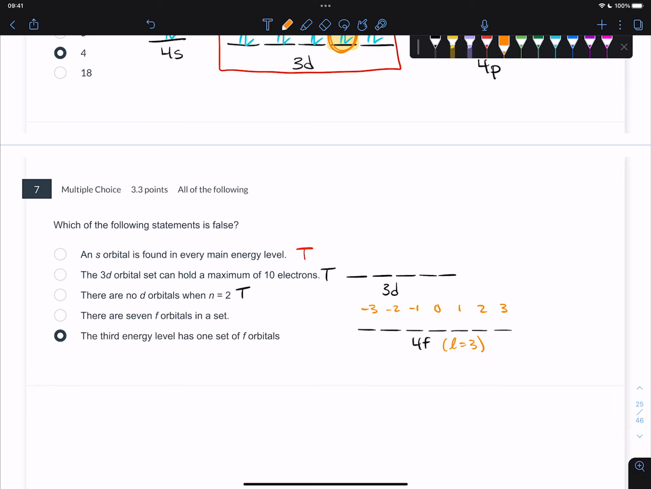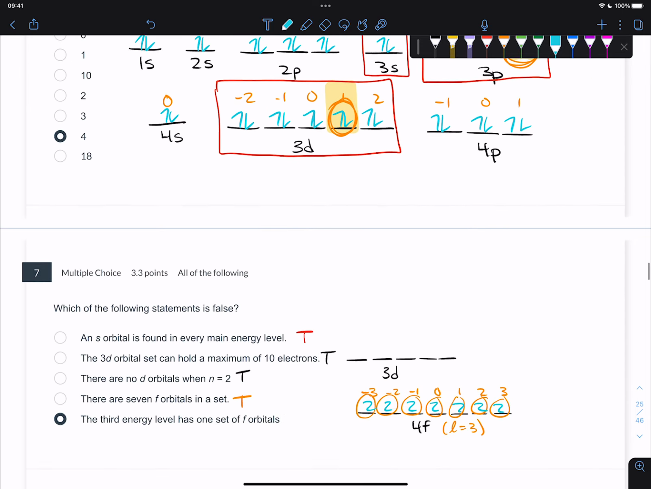And all that to say, there are 7 orbitals in F. That is true. And remember, each orbital holds a max of 2 electrons. So if it's 2 plus 2 plus 2 plus 2 plus 2 plus 2 plus 2, that's going to be 14. And that's why the F block is 14 wide.